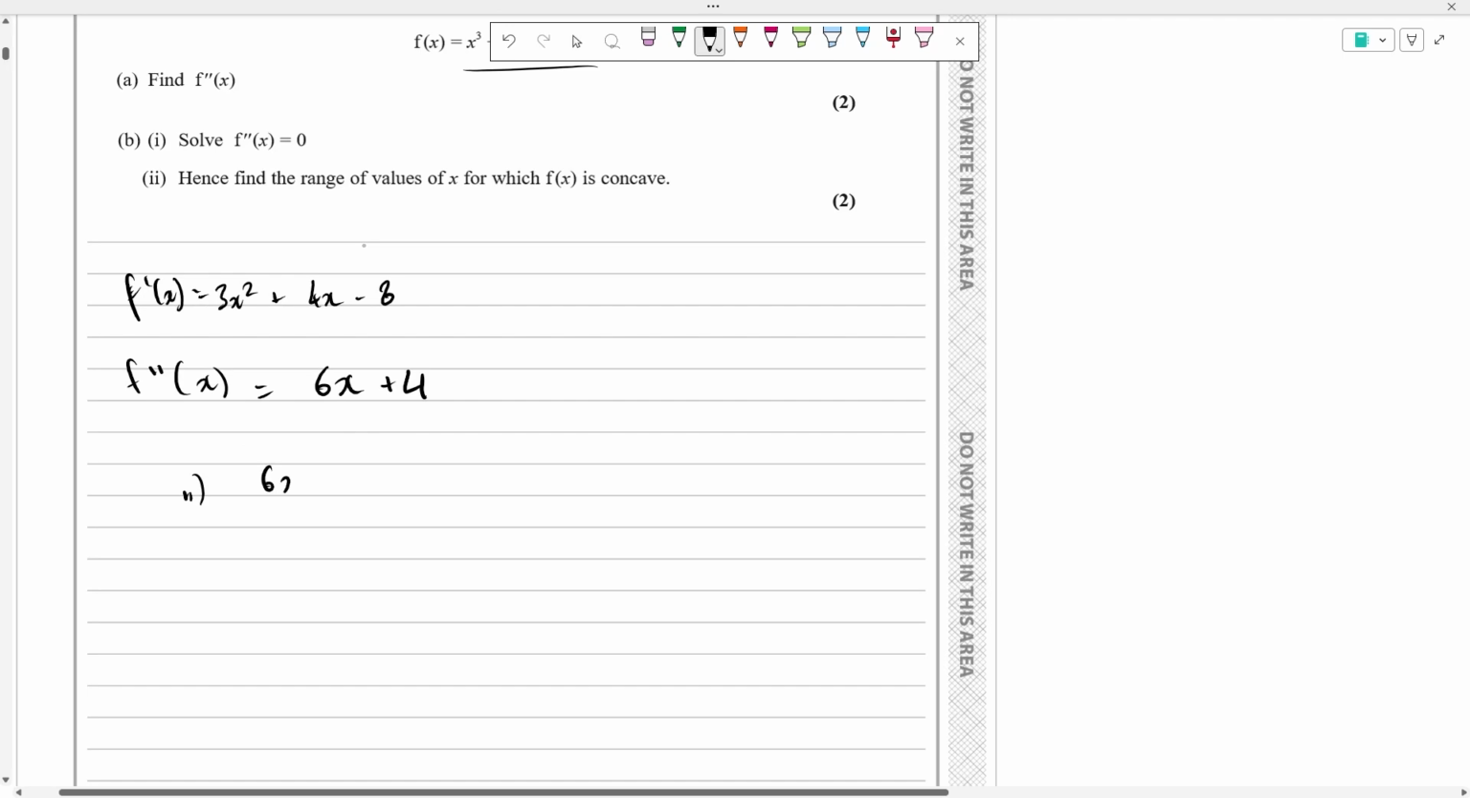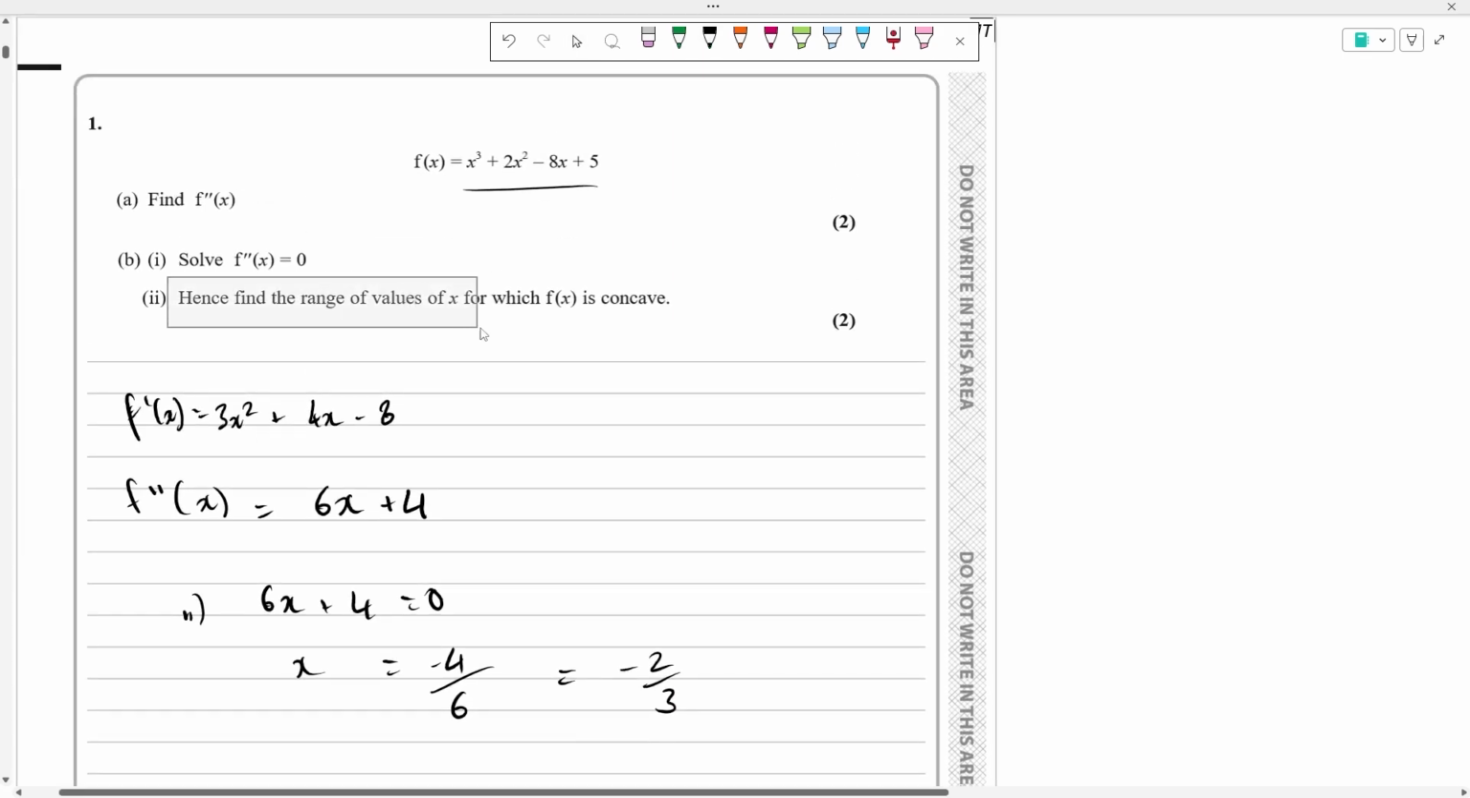And then part B is saying to solve for it to equal 0. So we're just going to be doing 6x plus 4 is equal to 0. Therefore, x is equal to minus 4 divided by 6, and this can be simplified to minus 2/3. Now the question is asking us, hence find the range of the values of x for which f of x is concave.